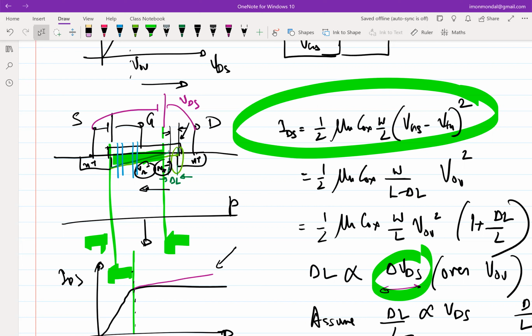Okay, fine. So now how does our incremental model change? Our incremental model gets shifted. This was my incremental model initially. So now this is the old model. This is GM times VGS. My updated model is this.